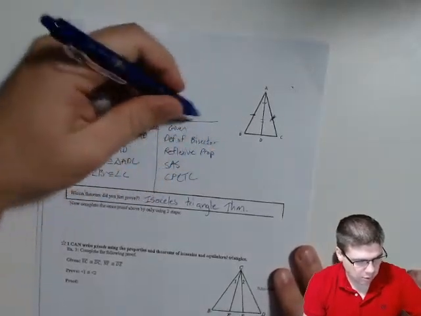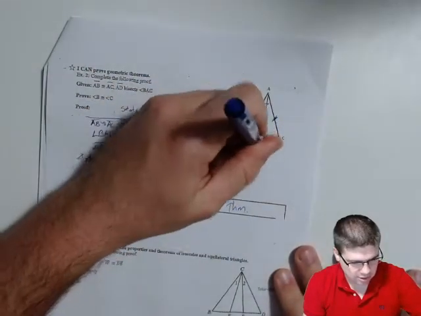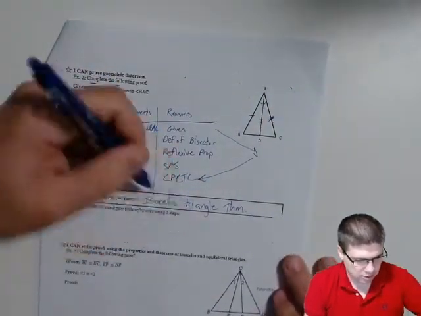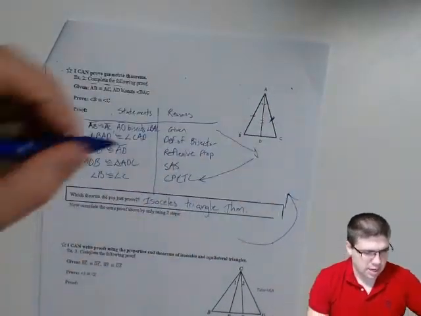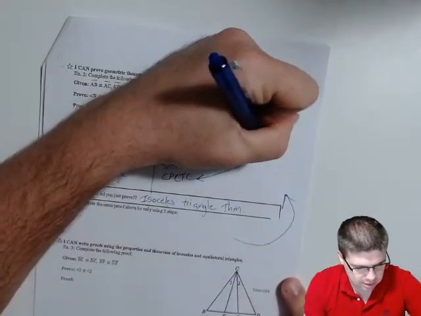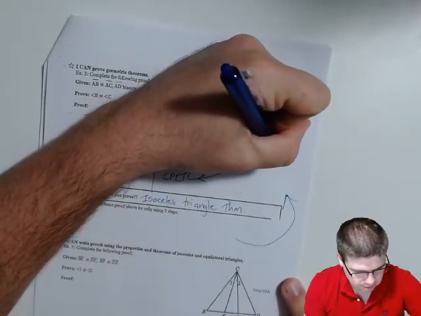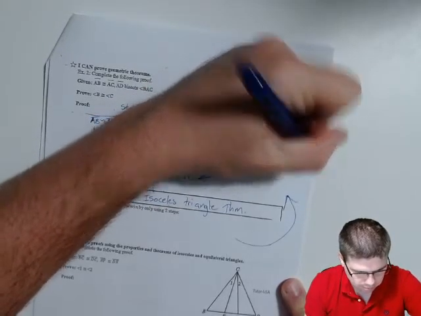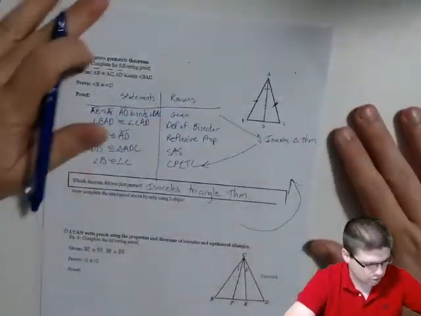Basically, we would go from the given straight to the answer, but we would do, and I'm just going to kind of shorthand this, but we would use the isosceles triangle theorem. Much easier, right? Saves us a bunch of steps.